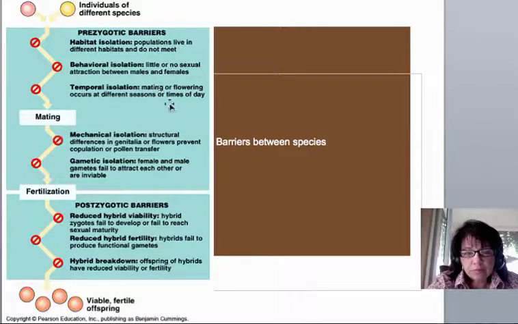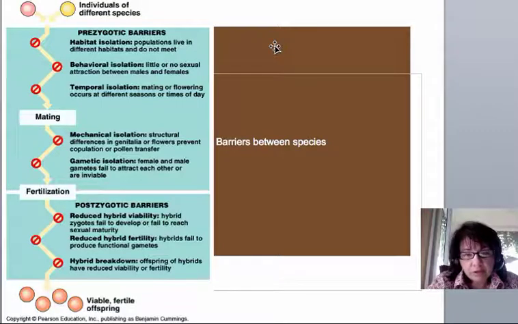Temporal isolation, they're active at different times of the day. Great example of that is flowers. There are some flowers that only open up at night. White ones tend to do that. There's a few of them. And they get pollinated by moths or bats.